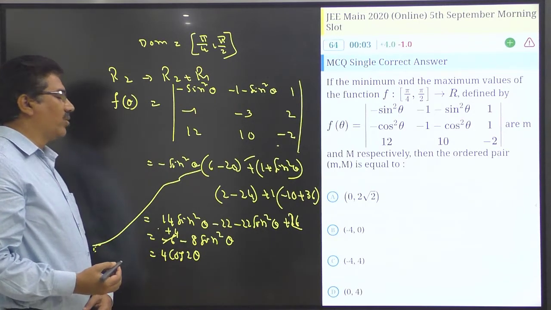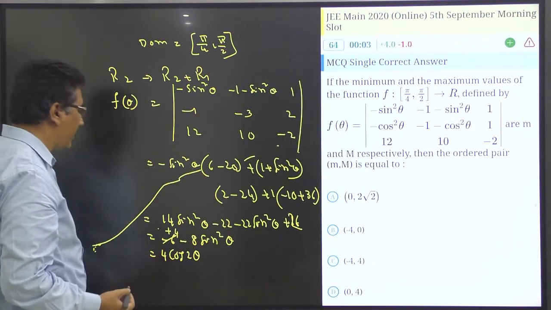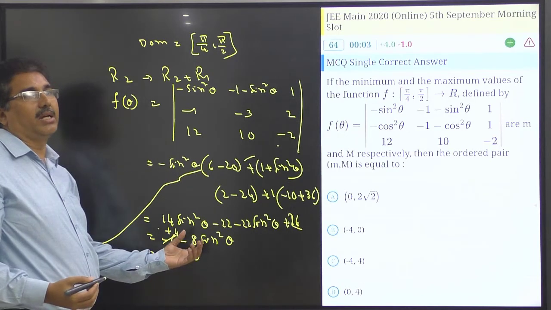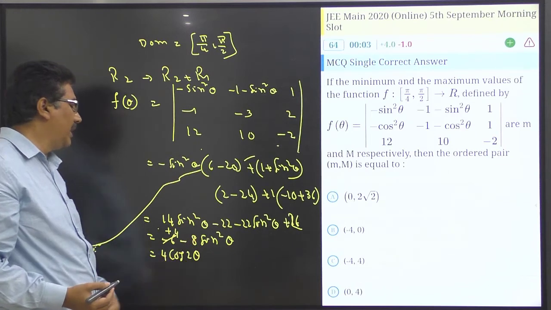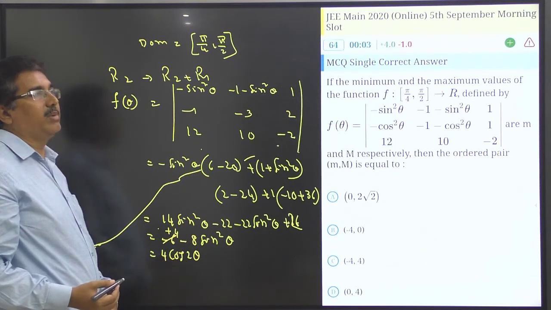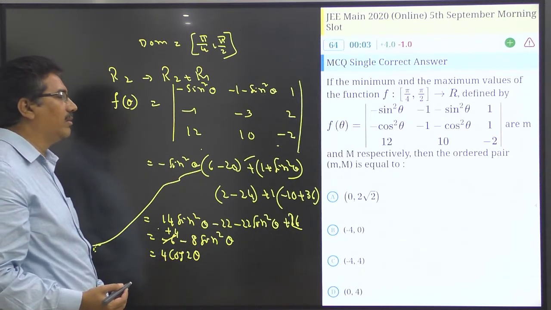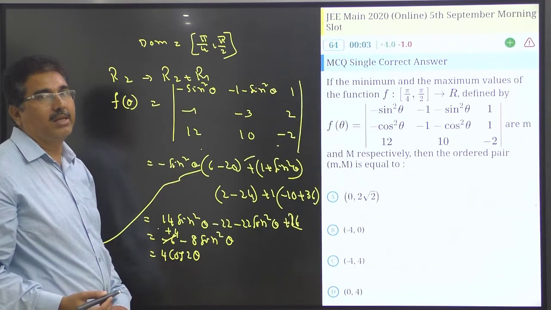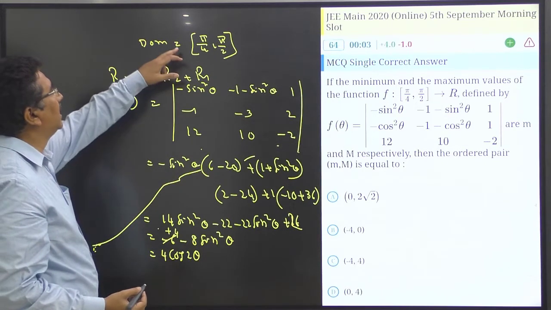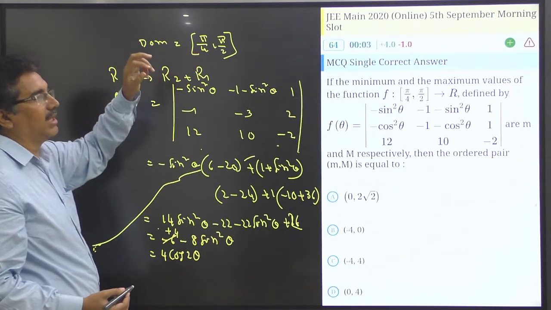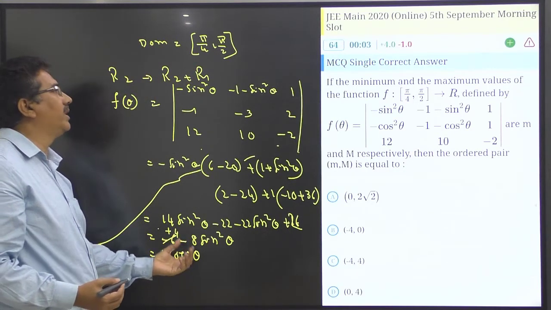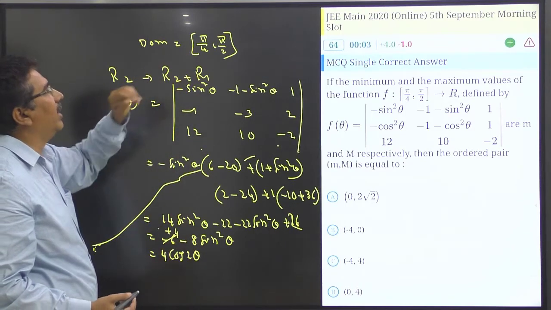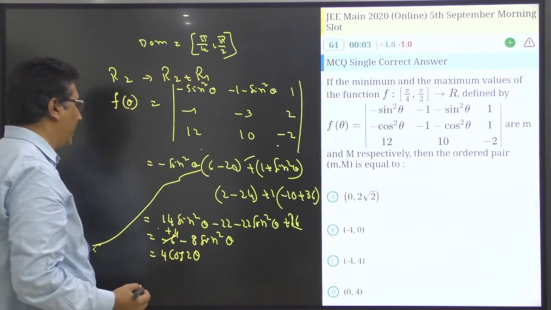Actually, the range of this function is cos 2 theta, the minimum value is minus 1 and maximum value is 1. This belongs to the closed interval minus 4 comma 4. But given that the domain is mentioned, now finding the extreme values within the domain pi by 4 comma pi by 2.